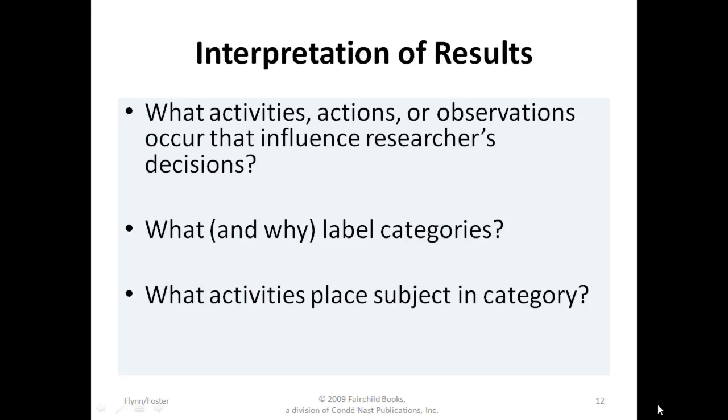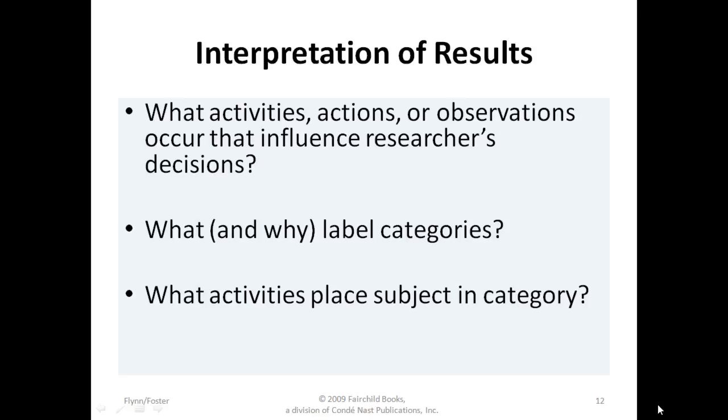Looking at interpretation of results, you look at what activities, actions, or observations occur that influence the researcher's decision. And in this, you would include why you labeled certain categories a certain way. An example would be if you were looking at people out shopping, why did you label certain people shoppers and certain people browsers? And you can include racial background and explain why this was included, why it was important to your study, and what characteristics were used to determine ethnicity or racial background.